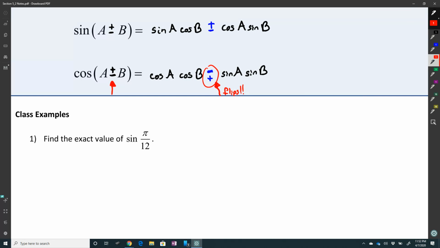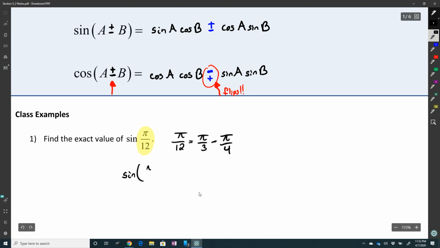So the first question says, find the exact value of sine of pi over 12. Well, that's kind of weird. Notice it doesn't seem like two things are being added, but it turns out that pi over 12 is equal to pi over 3 minus pi over 4. So really what they want us to do is find sine of pi over 3 minus pi over 4. And I'm going to move it over to the right a little bit.